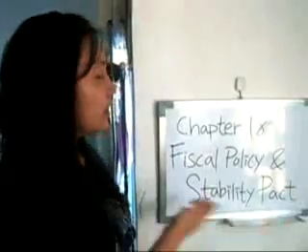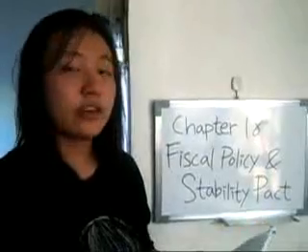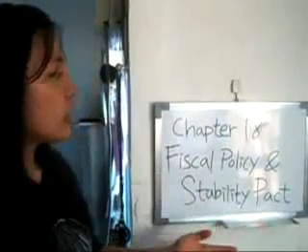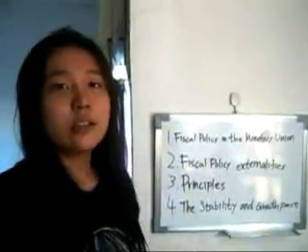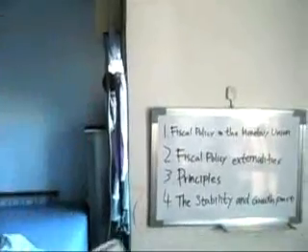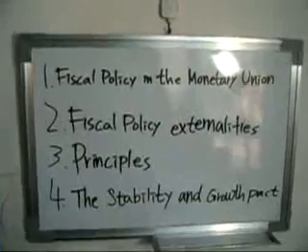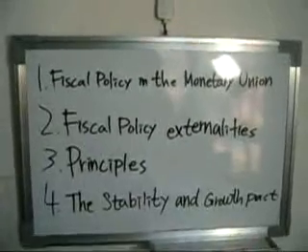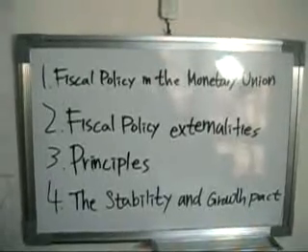Hello, today we're going to discuss chapter 18 of the book, The Economics of European Integration, which is Fiscal Policy and Stability Pact. Today we're going to be discussing the chapter in four different sections, which are: first, the fiscal policy in the monetary union; second, fiscal policy externalities; third, principles; and the fourth, stability and growth pact.